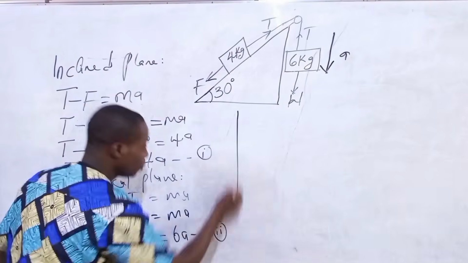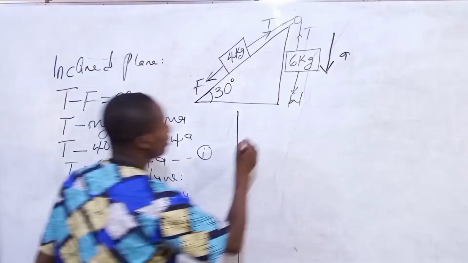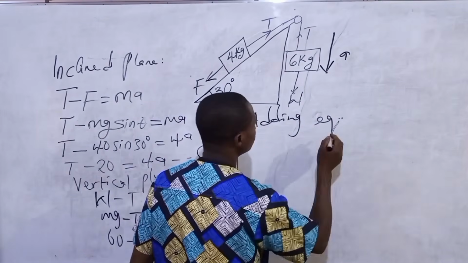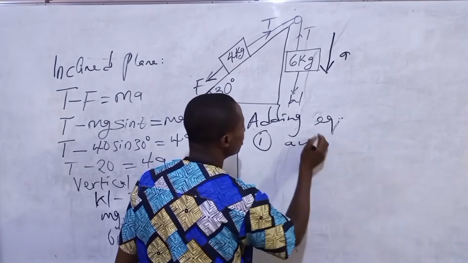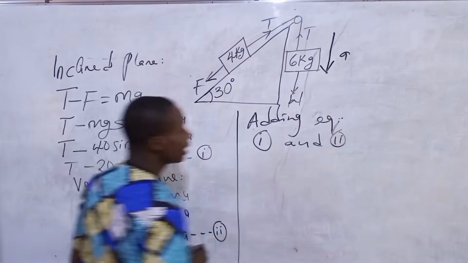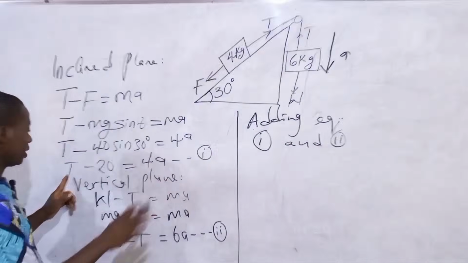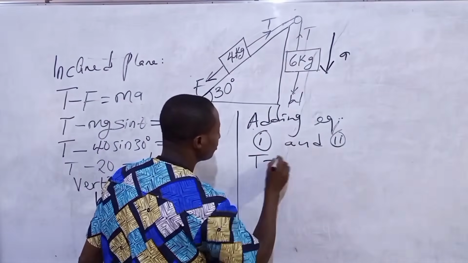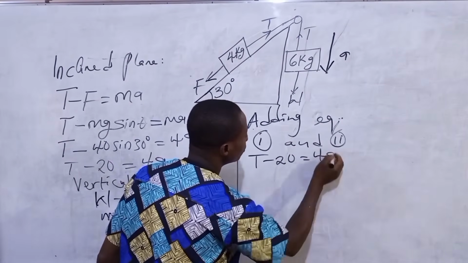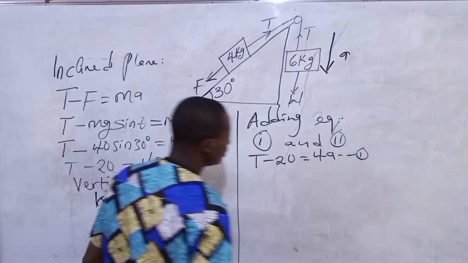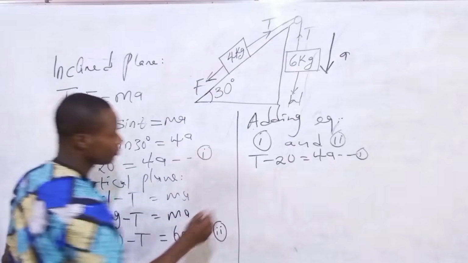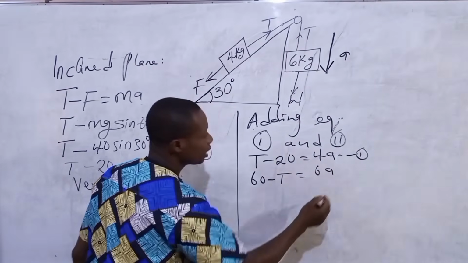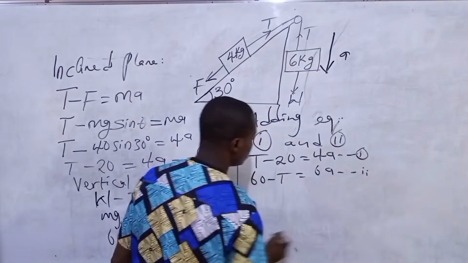Let's solve the two equations together. Let's add equations 1 and 2 together. In 1, we have T minus 20 equals 4A. This is equation 1. Then equation 2: we have 60 minus T equals 6A. This is equation 2. So let's add up.